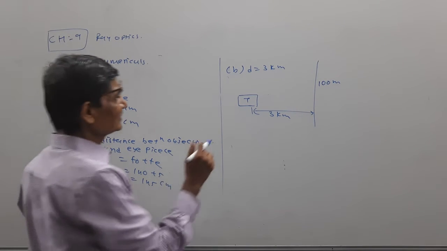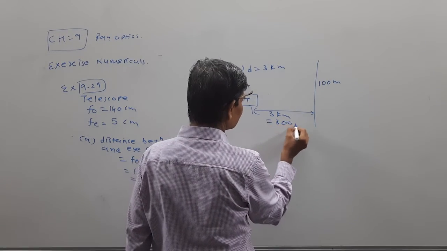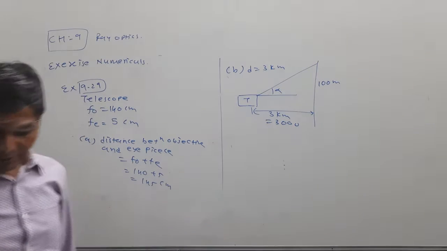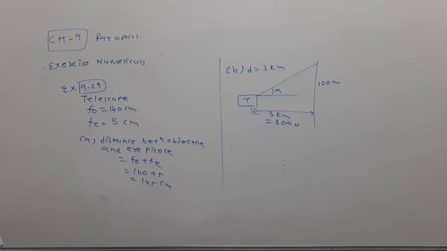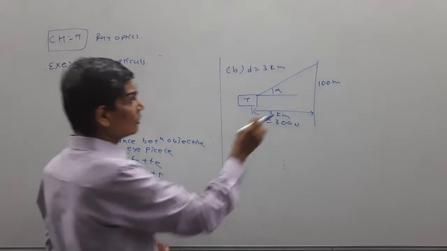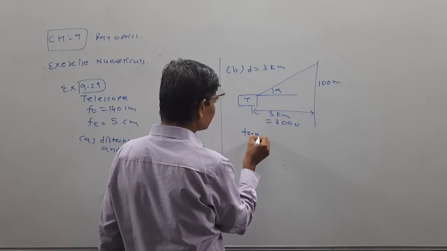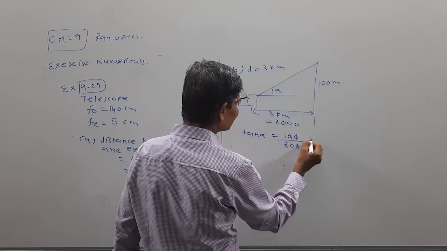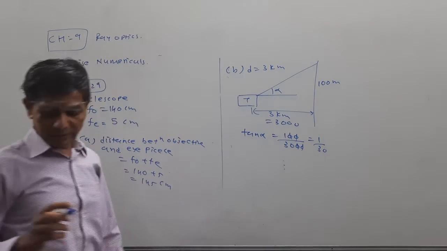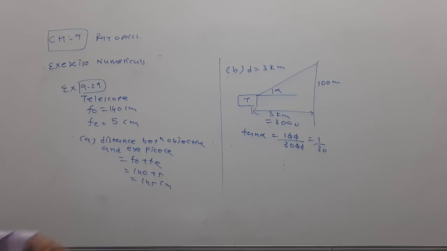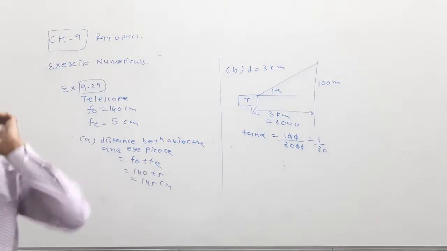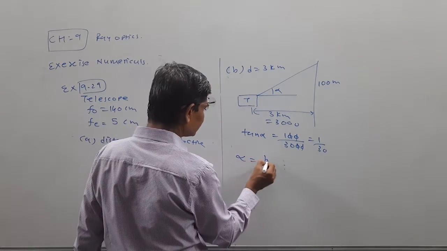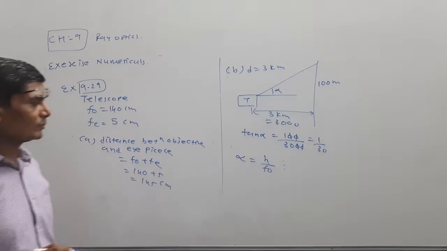Now see, this 3 km is 3000 m. Now let us say the angle subtended is alpha. So tan alpha is opposite upon adjacent, 100 upon 3000, that is 1 upon 30. Now see, the angle is very small, so we can take it in radians. Alpha is h upon f0.